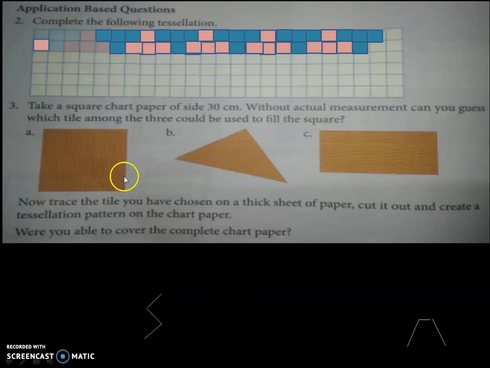And then in this they are asking you to take a square chart paper of side 30 centimeters. Side 30 centimeters means all four sides are 30 centimeters. Exactly, it will be a square because a square has all sides equal. Then the tile you have chosen, on a thick sheet of paper, cut it out and create a tessellation pattern on the chart paper.